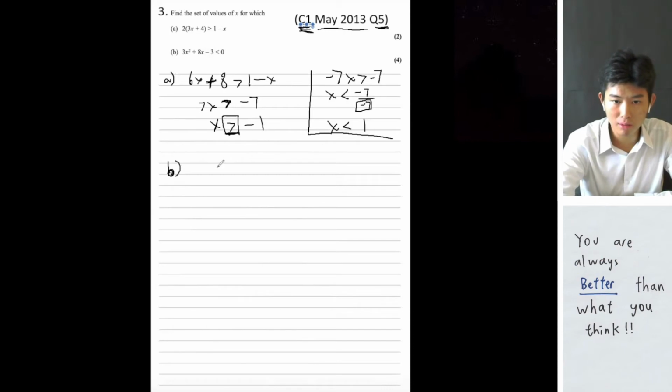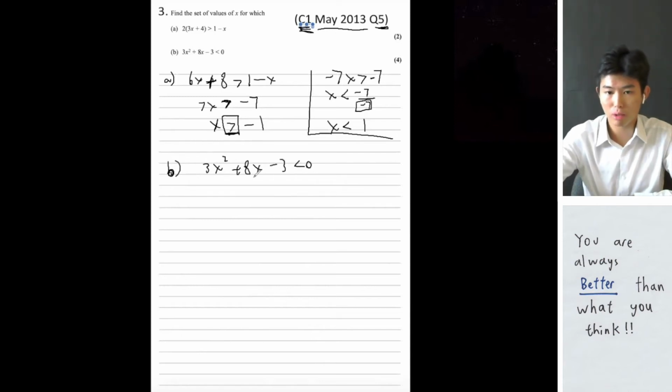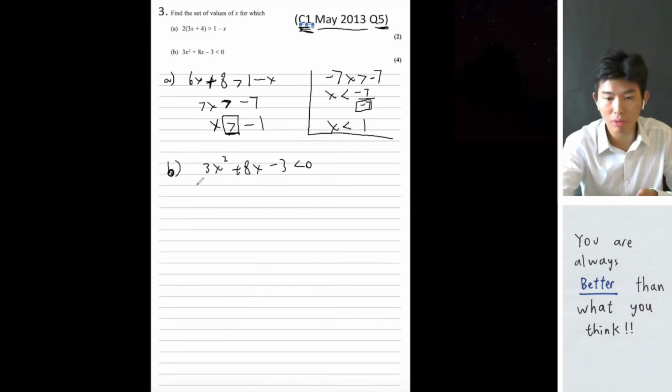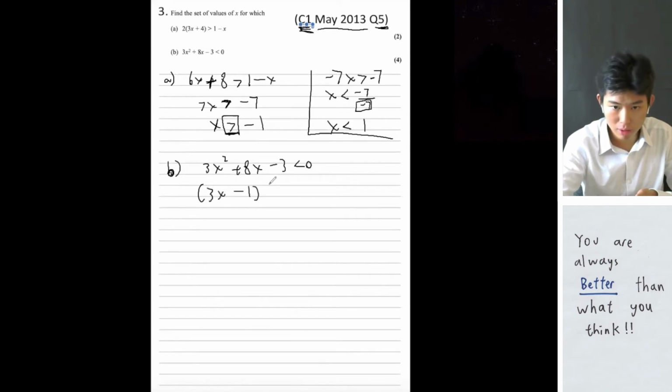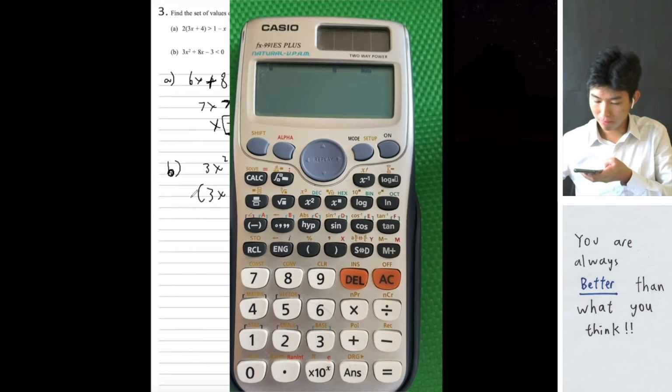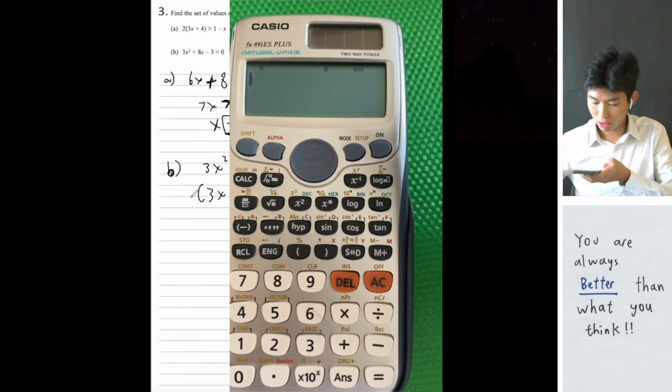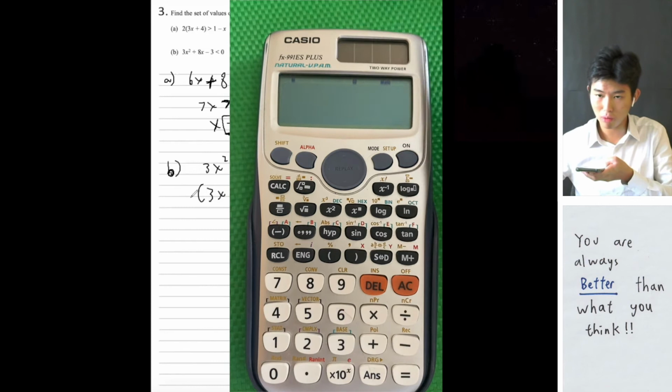Okay, for part B, 3x squared plus 8x minus 3 is smaller than 0. Okay, this is how you get the critical value straight away. Or if you are well practiced enough, you can spot that this expression can be written as (3x minus 1) brackets times (x plus 3), which is smaller than 0. But the other way is you can actually use the calculator to find the critical value straight away.